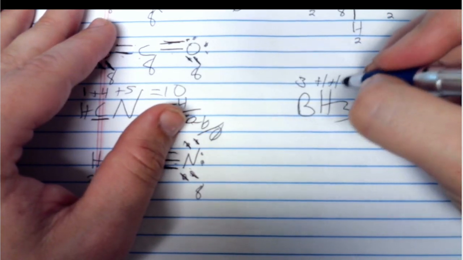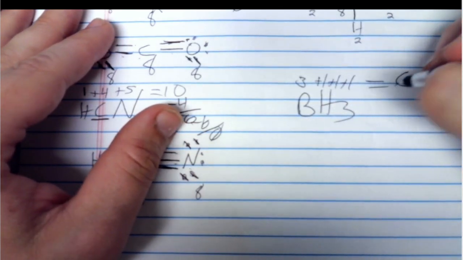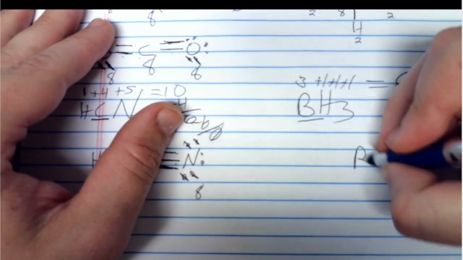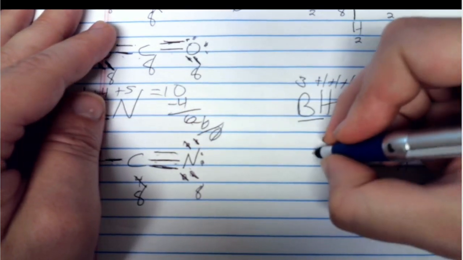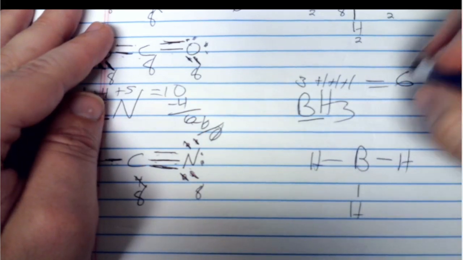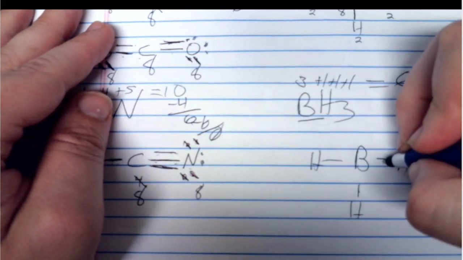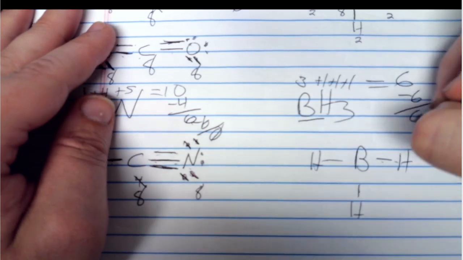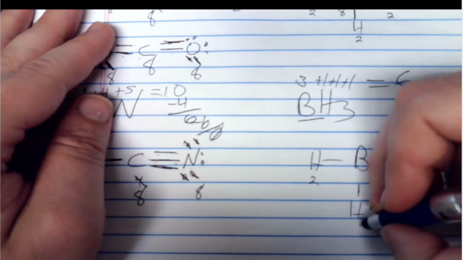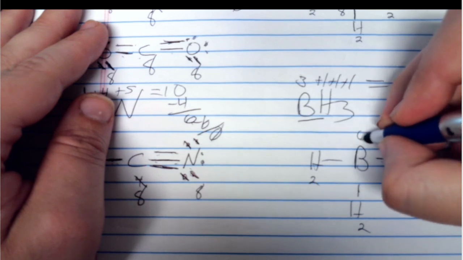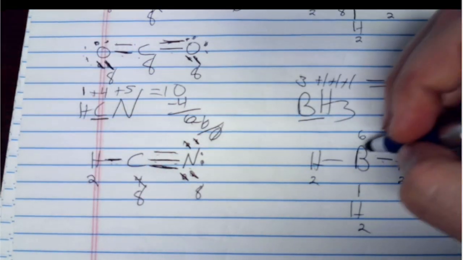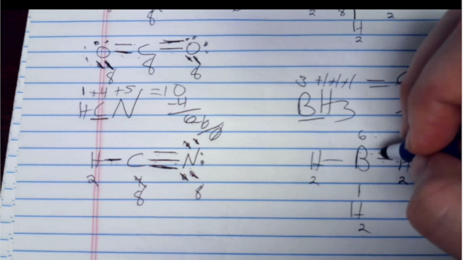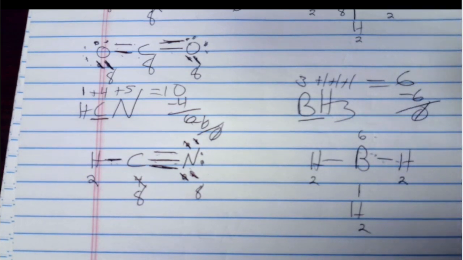And boron. Ooh, boron has 3. Hydrogen has 1, 1, and 1. This guy has 6. When we draw this, H, H, H. 2, 4, 6. We've used up all 6 electrons. This is one of those weird exceptions where we cannot give boron 8 electrons. Boron cannot get 8 because there's not enough electrons to go around. And so it is stuck at 6.